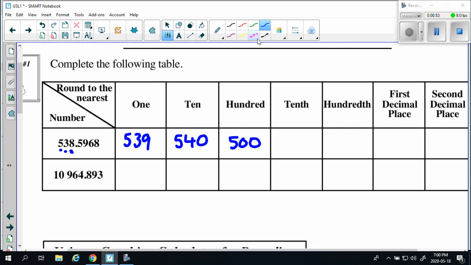The nearest tenth, do not confuse that with the nearest 10. The nearest tenth is the first decimal place here. So it would be 5, but because of the 9, it'll round up. 538.6. To the nearest hundredth is 2 decimal places.